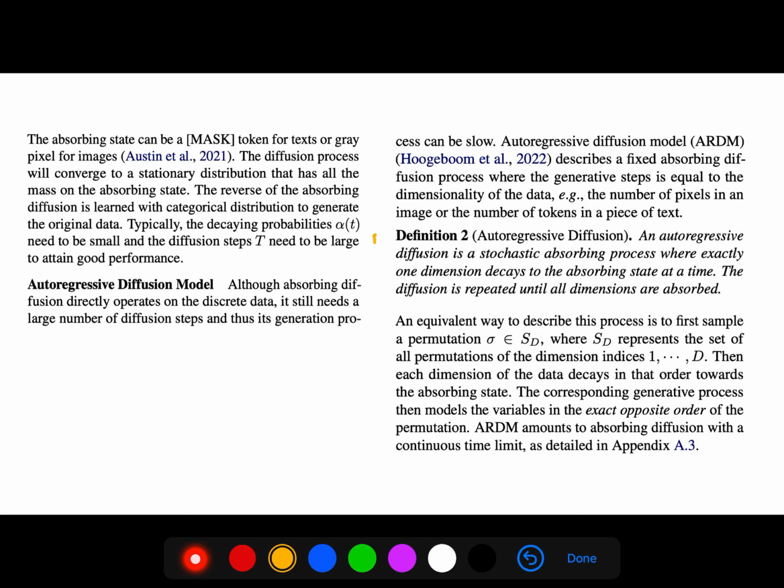You also need to know what is autoregressive diffusion. An autoregressive diffusion is a stochastic absorbing process where exactly one dimension decays to the absorbing state at a time. The diffusion is repeated until all dimensions are masked or absorbed.